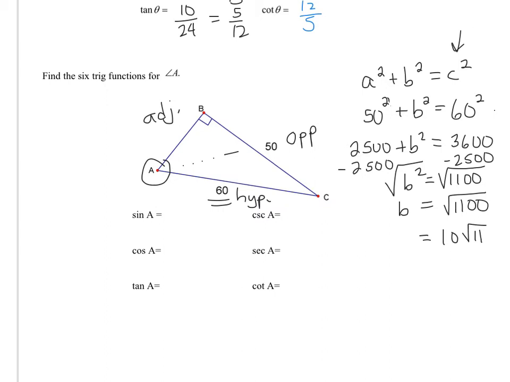And you could do that by breaking it down. If you remember how we took 1100, we could go 11 times 100, and 11 is a prime, and 100 is 10 and 10. So I have a group of 10s that come out with an 11 left. That's how I got 10 root 11. So this side is 10 square root 11.